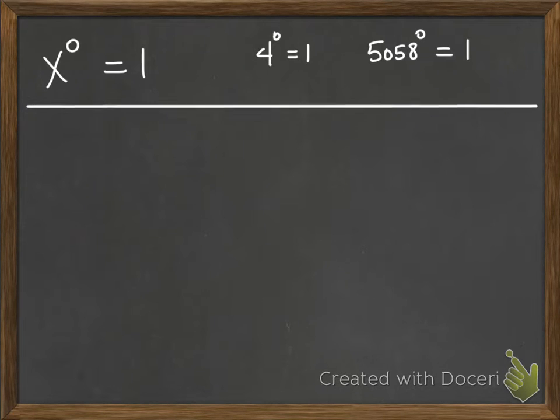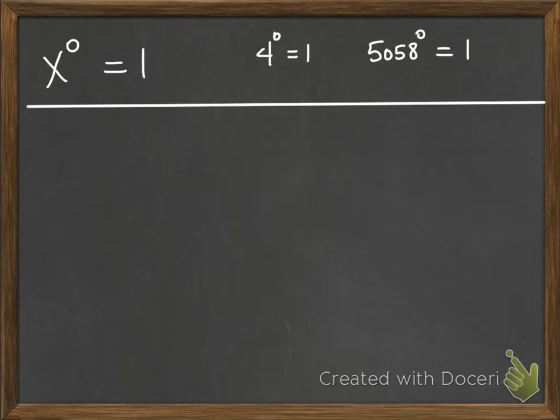Okay, the first one that we're going to talk about is probably called the identity property. Pretty sure it is. This one says that if you have anything raised to the power of 0, it's just a 1. So if you have like 4 to the 0 power, that's just a 1. If you have 5,058 to the 0 power, it's still just a 1. Or if you have an x to the 0, it's all just 1. So that doesn't change. Anything to the 0 power is 1. Okay, easy enough, we're moving right along.